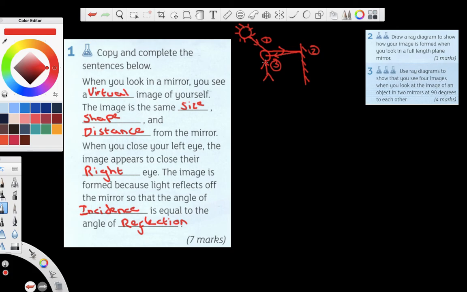Use ray diagrams to show that you see 4 images when you look at the image of an object in 2 mirrors at 90 degrees to each other. So what you needed was 2 mirrors shown at 90 degrees to each other. Okay? So you should have had 1 mirror like this and 1 mirror like this. And we can show that they're mirrors so that it's like that.